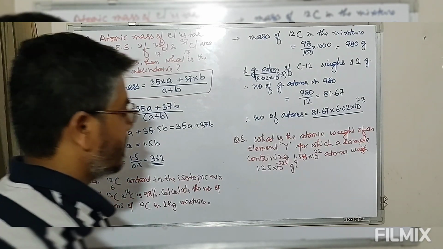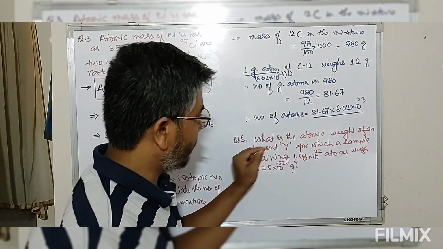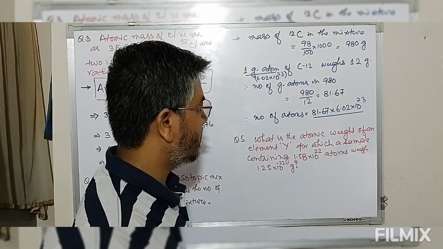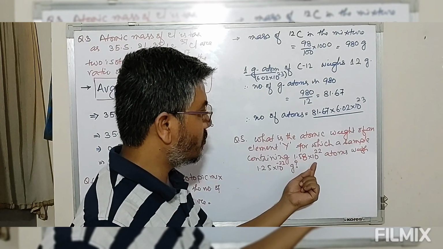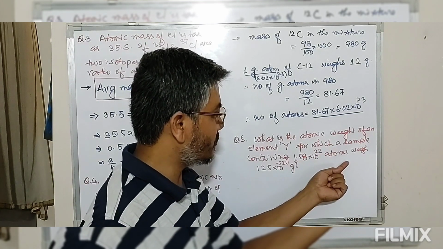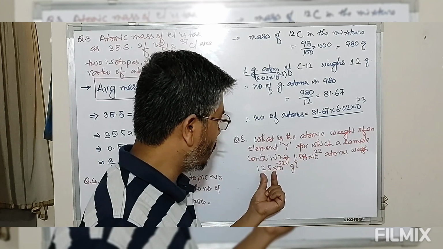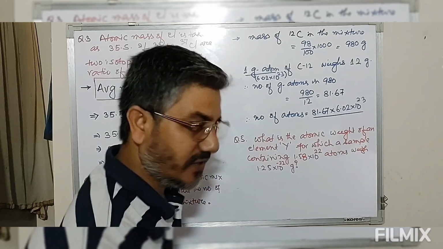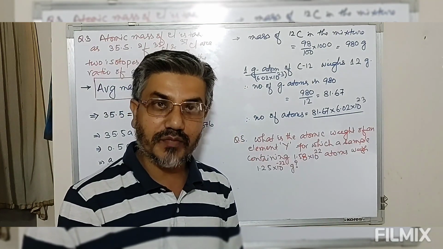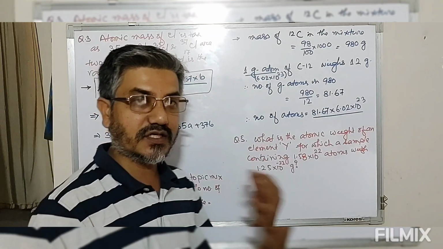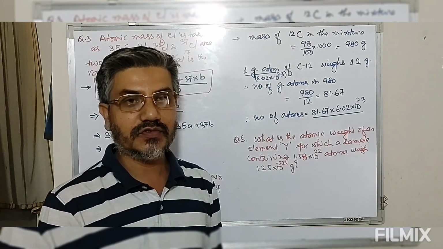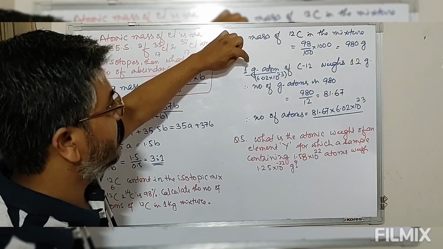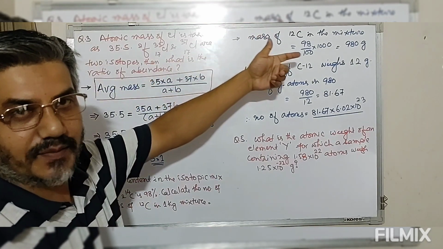Now coming to the next problem. We have to find the gram atomic mass of an element Y such that 1.58 into 10 to the power 23 atoms of this element Y weigh 1.25 into 10 to the power minus 22. Now look at this, we are using gram atomic mass. So the gram atomic mass is the mass corresponding to 1 gram atom. So that is 6.02 into 10 to the power 23 that we have used here. The mass of 1 gram atom is the gram atomic mass.